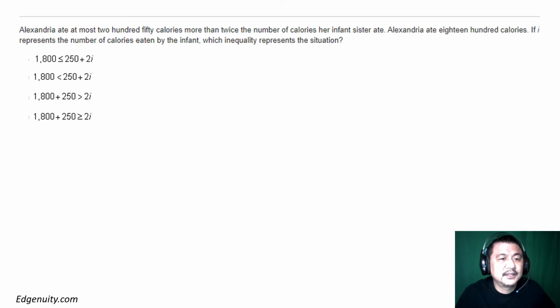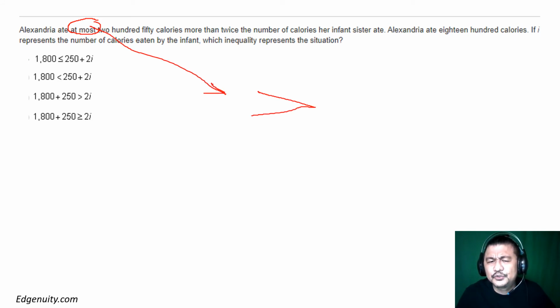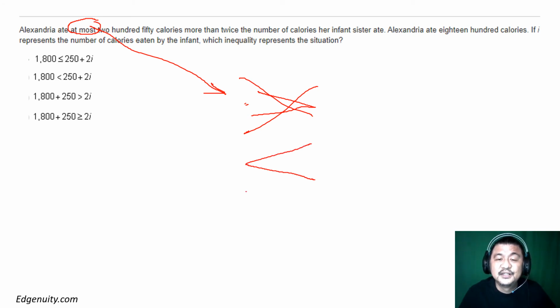There you go. So this is the correct answer. Next, Alexandria ate at most. Here we go again. At most. At most, people might think most means big. So this should be bigger than the number there. No. At most is the reverse. So that's the most. It should be less than or equal to. So let's look at the symbols now, even before we read the problem.